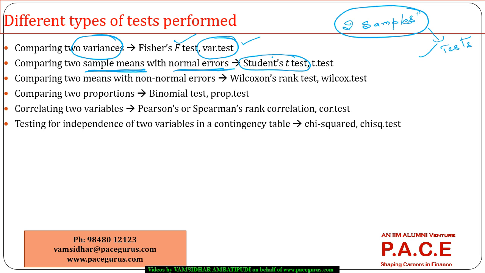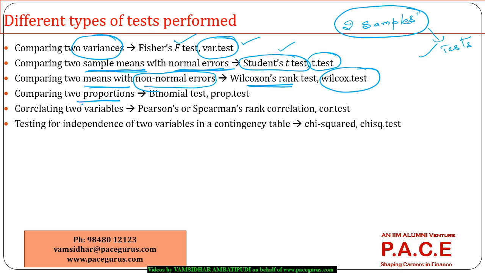In that case, if I have to compare the means between the two groups of data, I can use a student t-test, which is executed through a function called t.test in R. Similarly, if I want to compare the means of two different samples, but their errors are not normal, which indicates that there might be a good number of outliers present in the data, then as we have discussed earlier, we can't use a parametric test like a t-test. In that case, I have to rely on the Wilcoxon's rank test itself, which is executed through a function Wilcox.test.